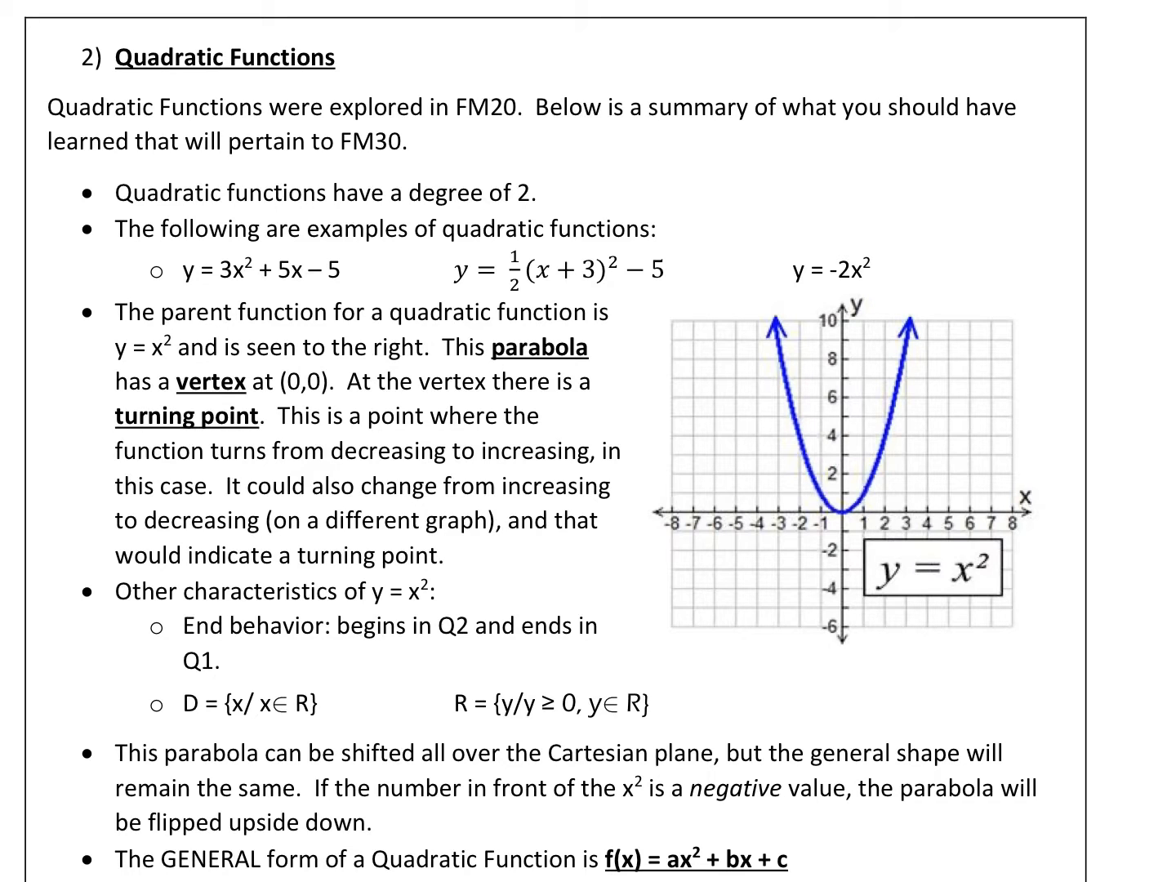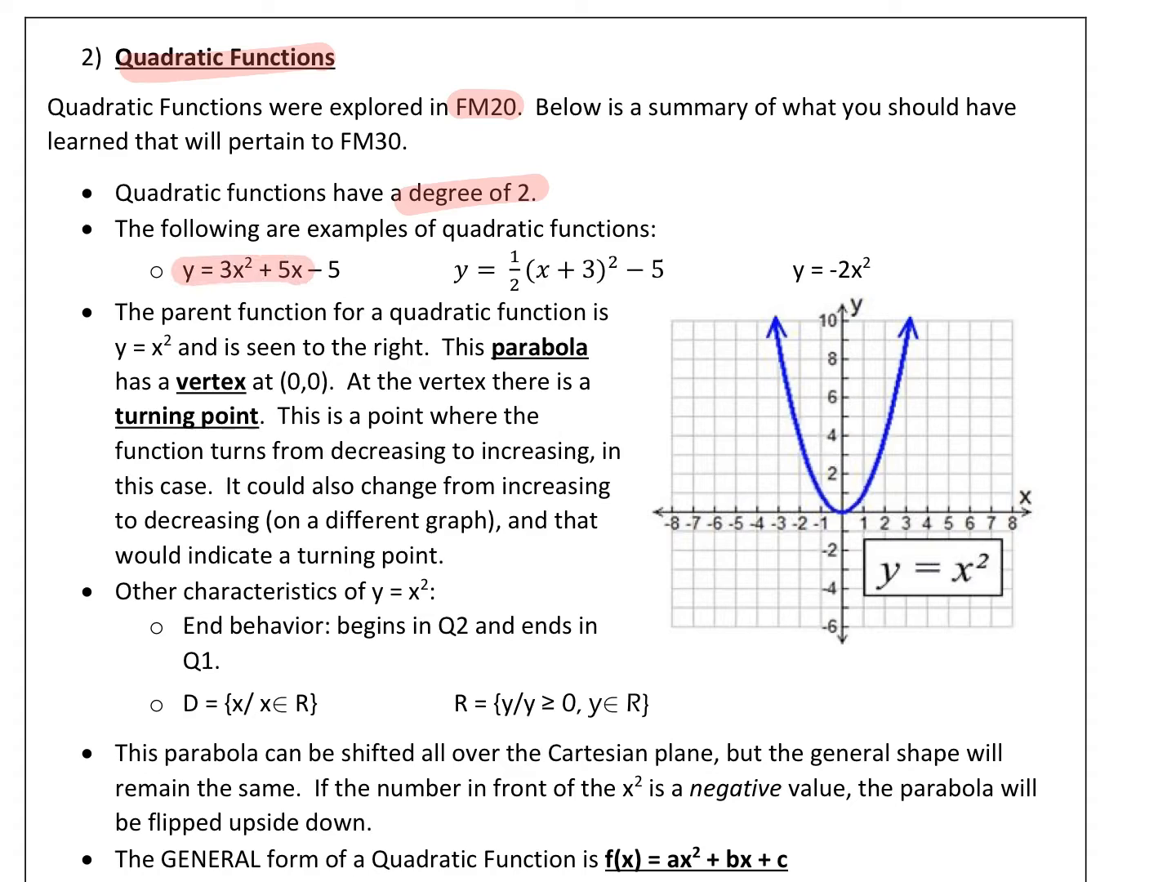All right, welcome to Foundations of Math 30. This is outcome 30.07. We're looking still at polynomial functions. This lesson is going to be a review of quadratic functions. So you look at quadratics in Foundations 20. These are equations that have a degree of 2.